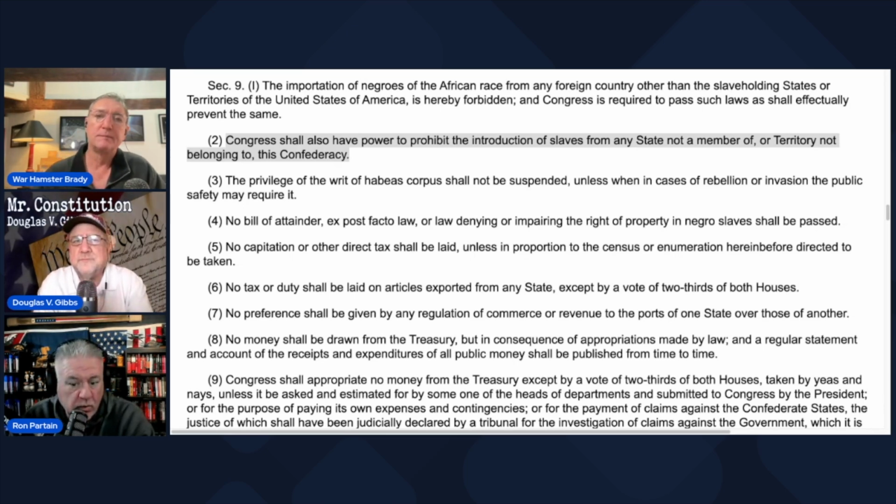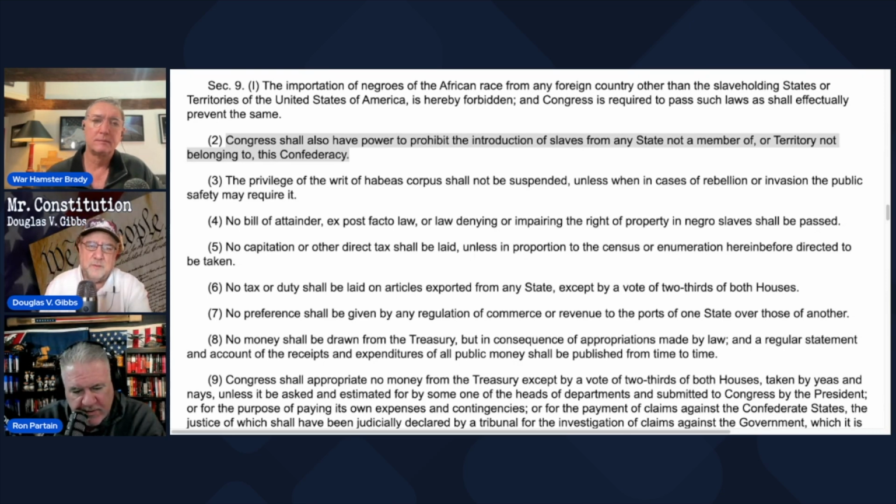Very good point. 100%. And again, not to belabor this point, but the Confederacy was, they were... I lost my train of thought. My apologies, guys. All right, you can get it back.